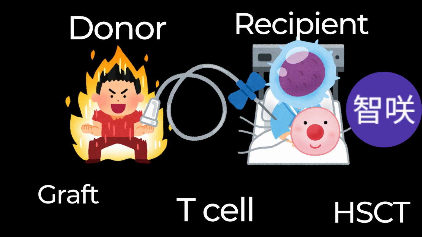Here is the most important point. The graft doesn't just contain stem cells. It also contains the donor's immune cells, specifically T cells. Think of these T cells as police officers from the donor's body. They are coming along for the ride.